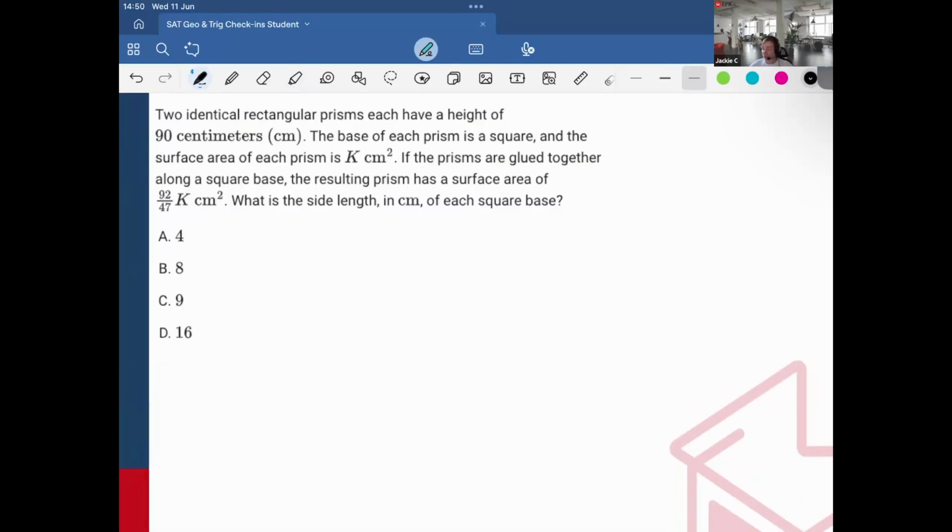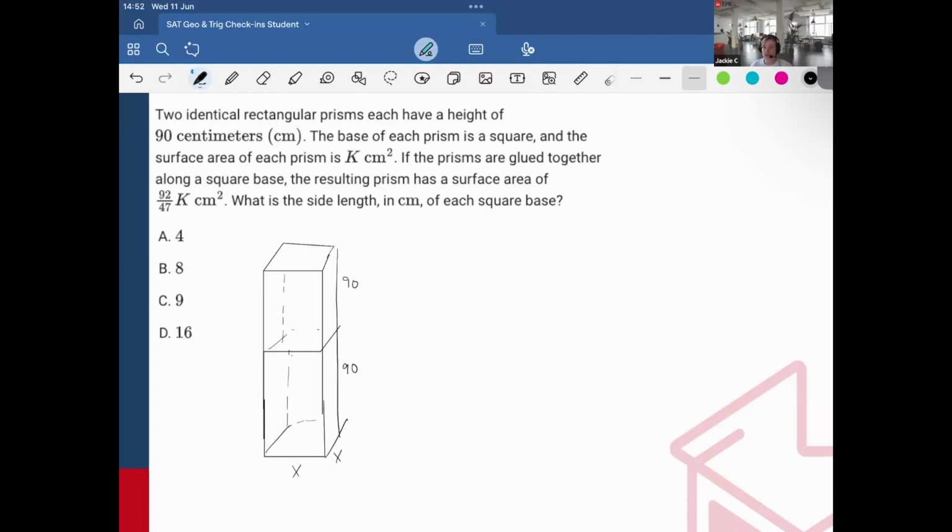So we have two identical rectangular prisms, each with a height of 90 centimeters. The base of each prism is a square, and the surface area of each prism is k centimeters squared. Okay, so let me first give a visual of what this looks like, because it says if the prisms are glued together along a square base, the resultant prism has a surface area of 92/47 k centimeters squared. What is the length of the side, in centimeters, of each square base?